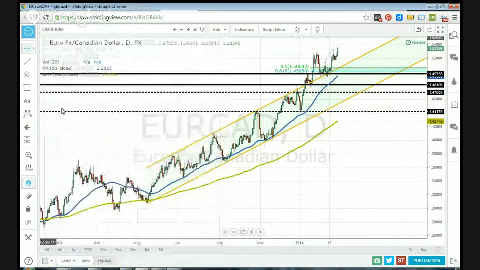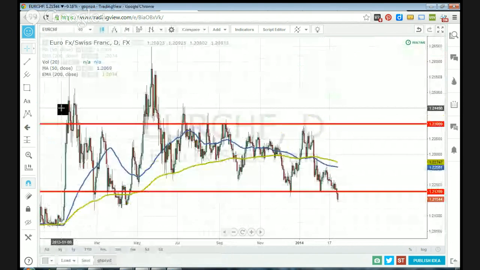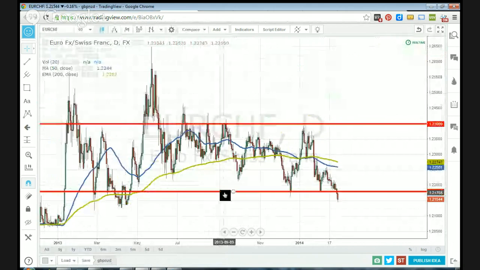Euro Swiss. Well, Euro Swiss is, oh, well, it fell below the range. Normally, Euro Swiss, I don't really look at Euro Swiss.